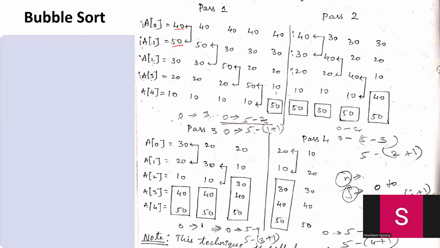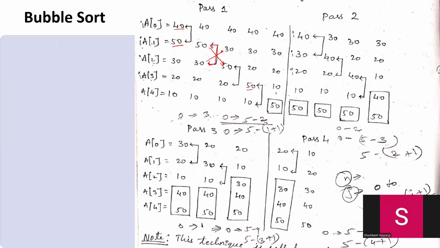Then we compare the second element with the third element. 30 is smaller than 50, so 30 should appear before this 50. We exchange them, so 30 came here and 50 came here. Then we compare the third element with the fourth element. 20 is smaller than 50, so we exchange them, and 50 came here. Then we compare the fourth element with the fifth element. 10 is smaller than 50, so we exchange them.